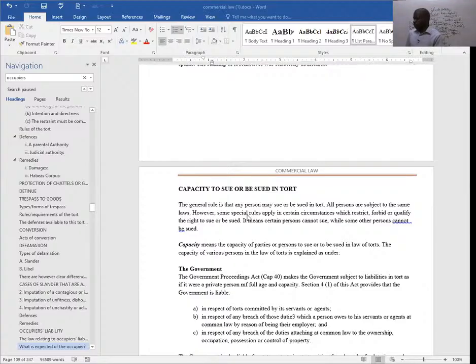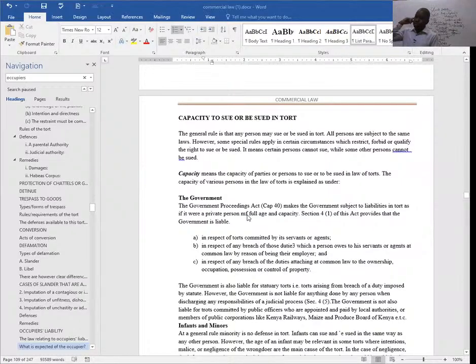So the government is liable, for example, in respect of torts committed by its servants or agents. So any wrong committed by an officer of the government will be held personally responsible. It is also liable in respect of any breach of those duties which a person owes to his servants or agents at common law by reason of being their employer, and in respect of any breach of duties attaching at common law to the ownership, occupation, possession, or control of property by the government. So the government can be sued for any form of tort or wrong committed against a person.